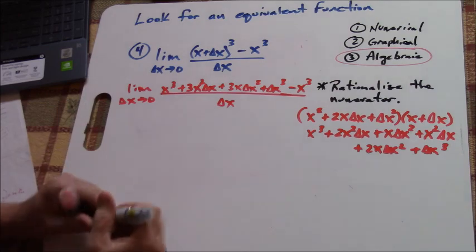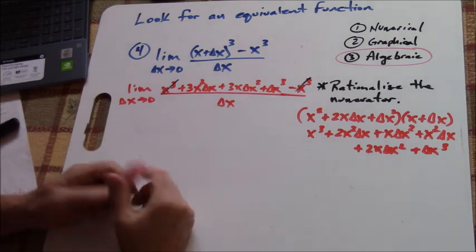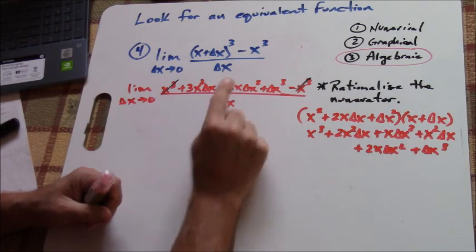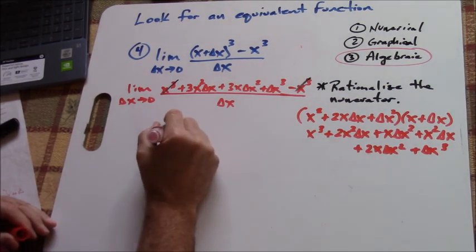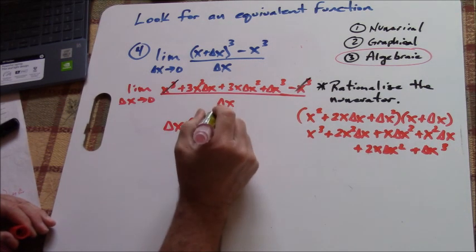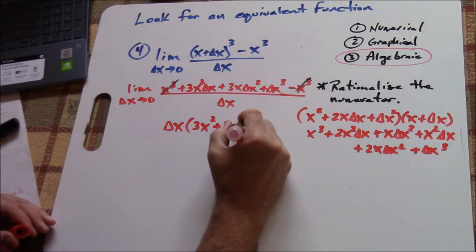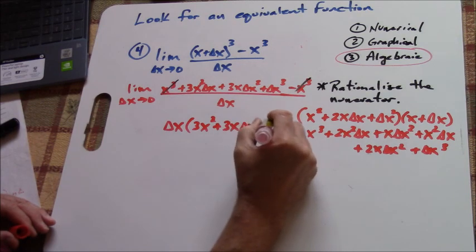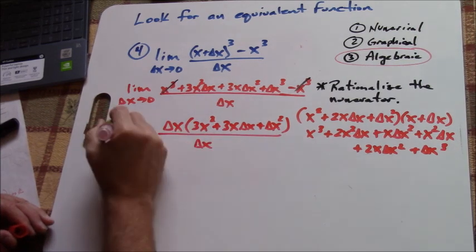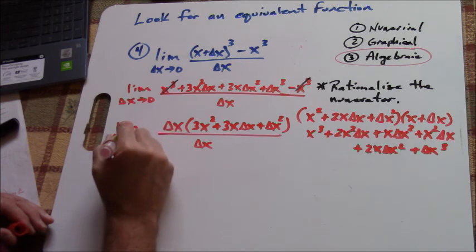So I do see like terms here and here. One's positive, one's negative, they add up to 0. And when I look at what's left, every one of these has a delta x in it. So I could factor a delta x out, and I'm left with 3x squared plus 3x delta x plus delta x squared, all over delta x, and I still have to write down the limit as delta x approaches 0.